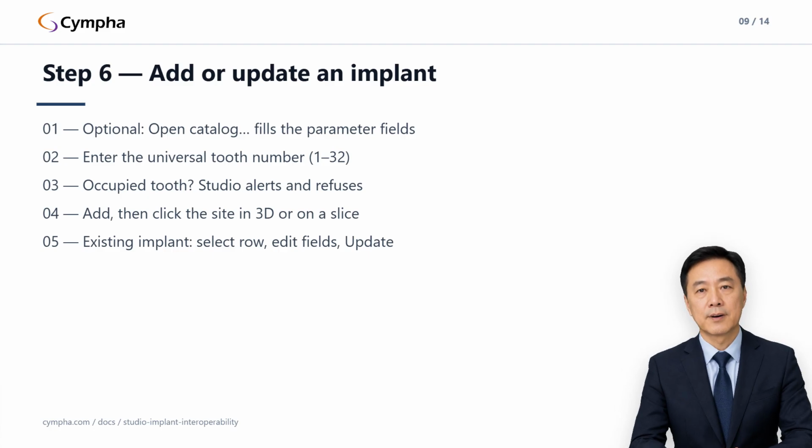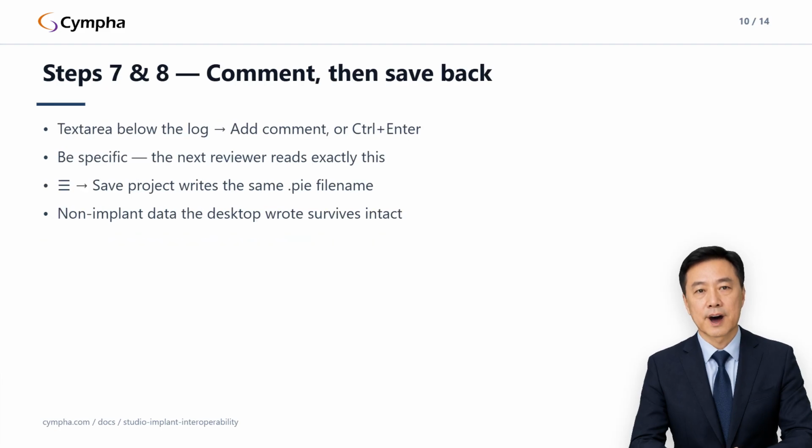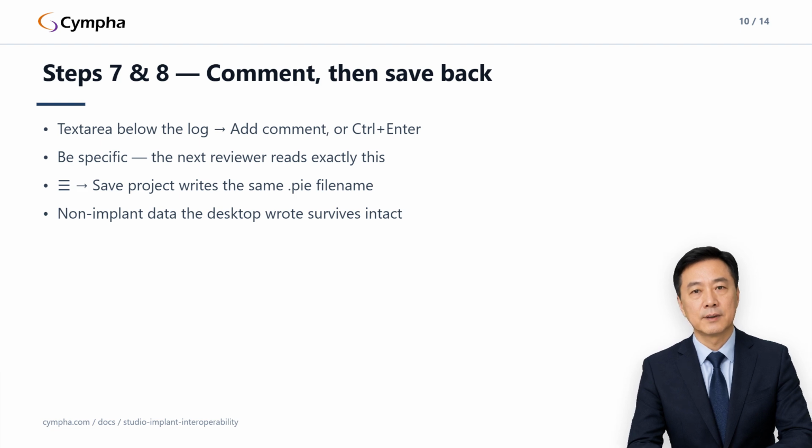There's a second file format in this story, and it's worth knowing when each applies. The implant plan file, the IMP format, is Studio's native plan snapshot, XML metadata only, no mesh blobs.